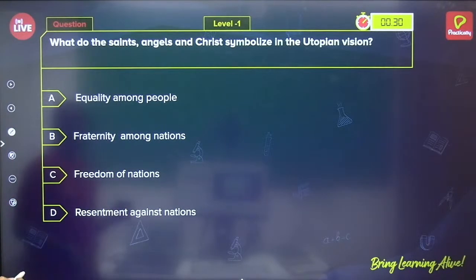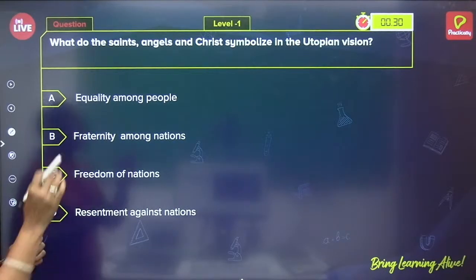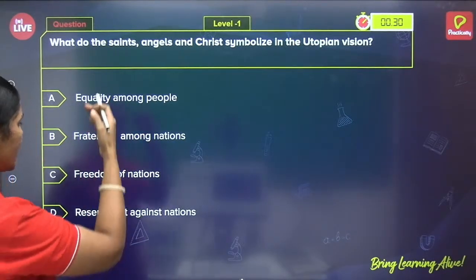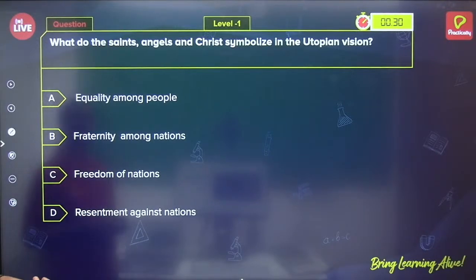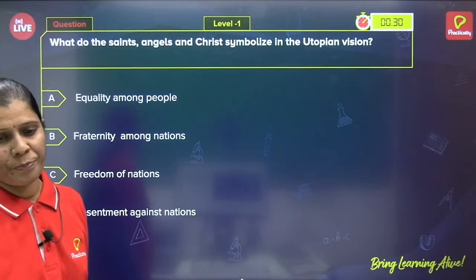Please answer this. What do the saints, angels and Christ symbolize in the Ethiopian vision? Is it equality among the people, fraternity among the nations, freedom of the nations, or resentment against the nations? Which one of the options will be the right answer?